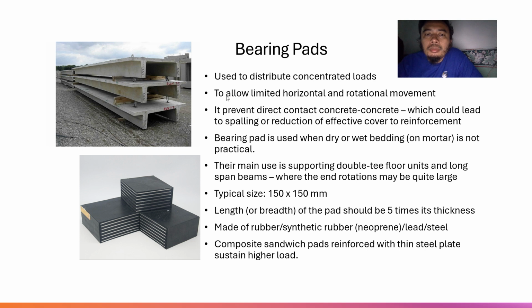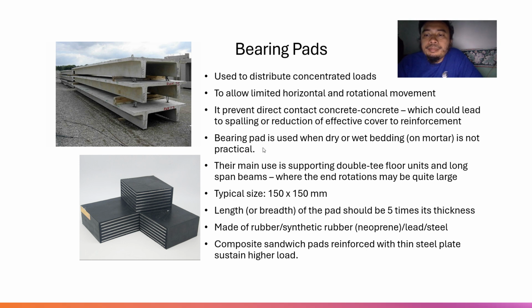So the bearing pad allows limited horizontal and rotational movement. There is some rotational movement allowed by the bearing pad through some deformation of the pad. Through deformation of the pad, it allows a slight horizontal and rotational movement, and it prevents direct contact, concrete to concrete, which could lead to spalling or reduction of effective cover to the reinforcement. So the supporting members will be more protected by having these bearing pads.